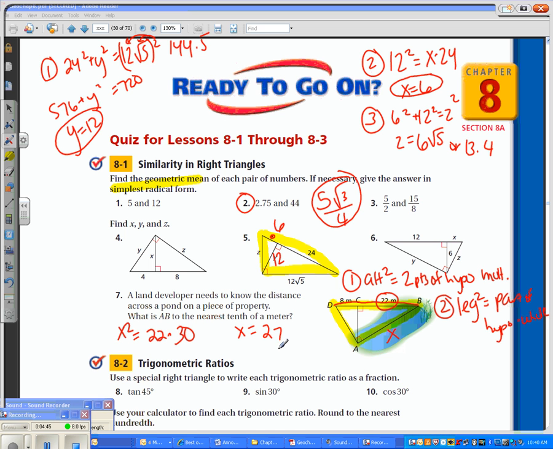Oops, sorry, I don't know why I put 27. 25.7 meters. Instead, round to the nearest tenth of a meter. Okay. Number 9, use a special right triangle to write each ratio as a fraction.